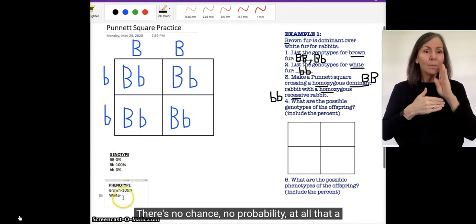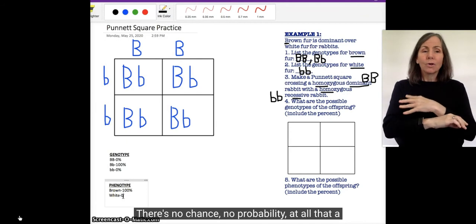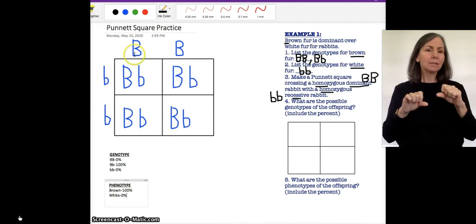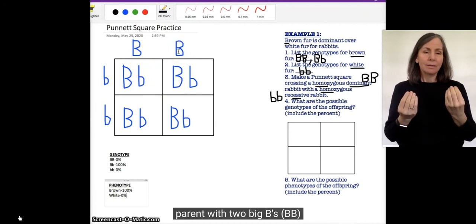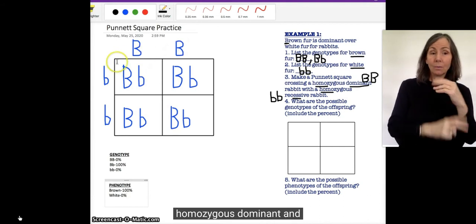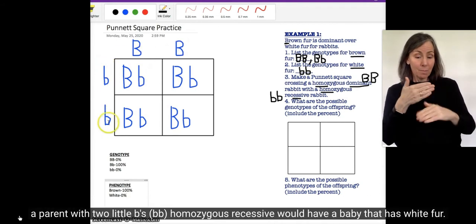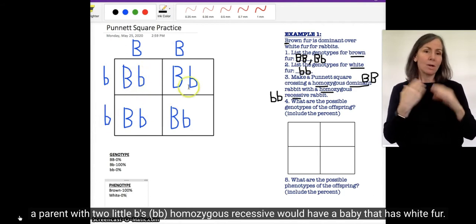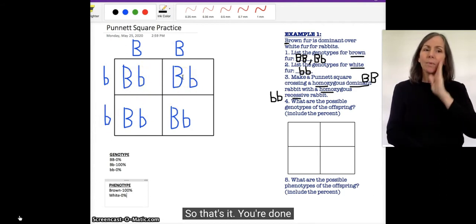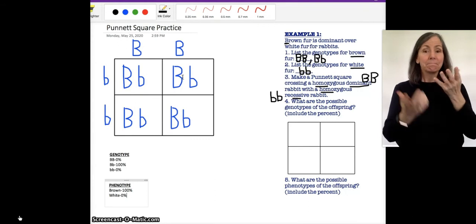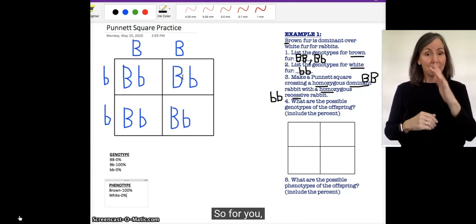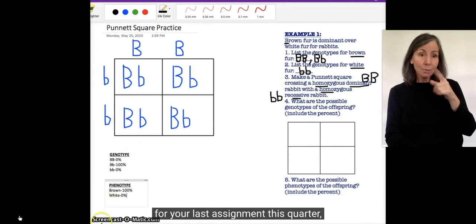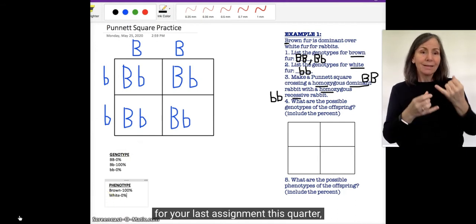And there's no chance, no probability at all that a parent with 2 big B's, homozygous dominant, and a parent with 2 little b's, homozygous recessive, would have a baby that has white fur. So that's it. You're done.